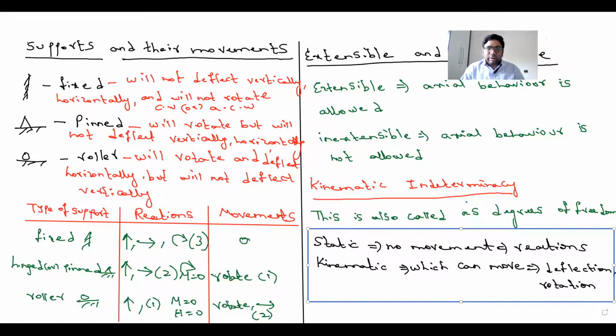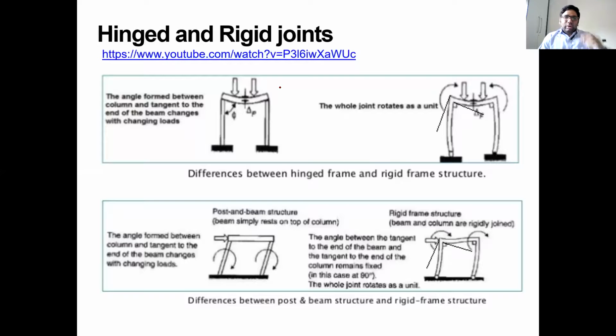So if somebody has doubts, you can ask in between. Whether you have understood what's happening here, or if there's some difficulty, you can ask. So this is how we try to define various supports, their movements, their extensibility, inextensibility, and kinematic indeterminacy. Okay, so let us try to understand the behavior of a hinged joint and a rigid joint.